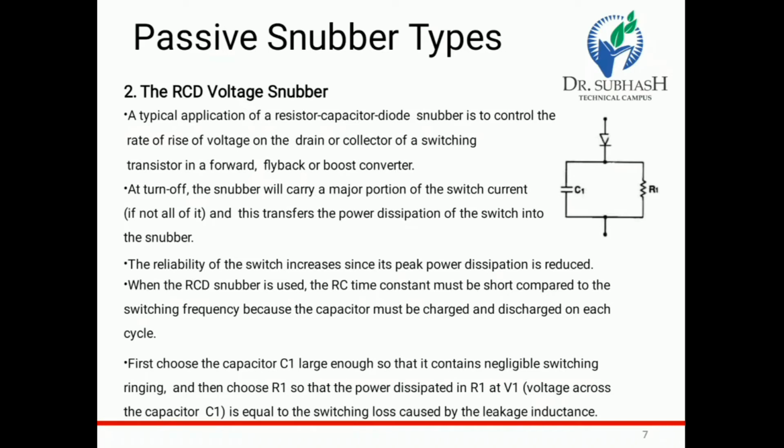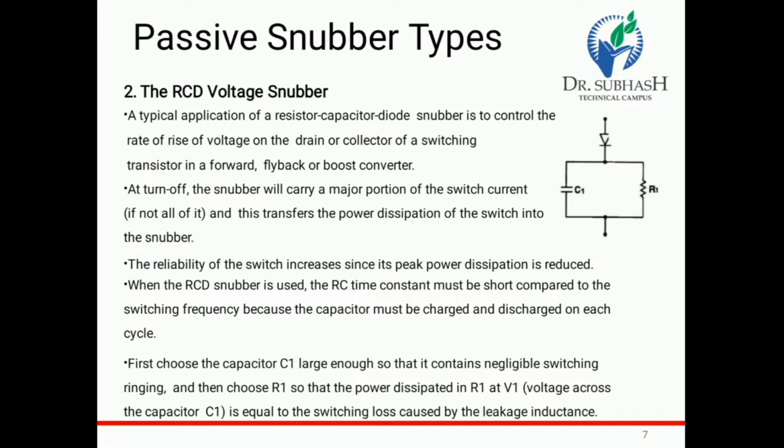So when the RCD snubber is used, the RC time constant must be short compared to the switching period, because the capacitor must be charged and discharged on each cycle. So that is a major factor in designing the passive snubber circuit. When we are designing the passive snubber circuit with the RCD voltage snubber, the RC time constant must be short compared to the switching period, right? Because the capacitor must be charged and discharged on each cycle.